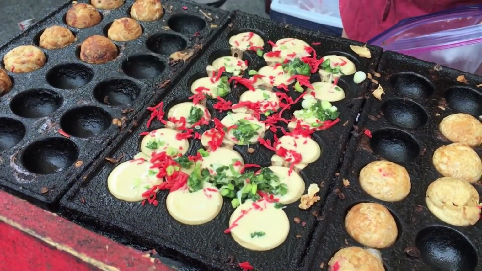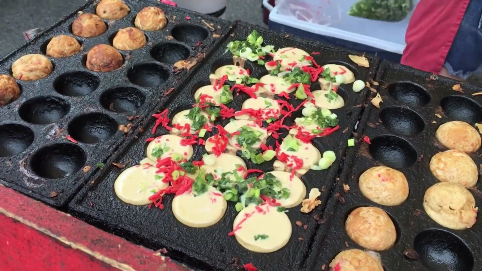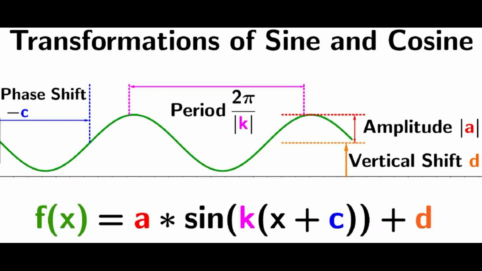So if we look at this generalized formula on how to transform these, it's real similar to when we were transforming parent functions like quadratics and absolute values and things like this. We'll start with the A. So the A out front, once again, is going to change the amplitude. In this case, A is going to determine how high your wave goes and how low your wave goes.